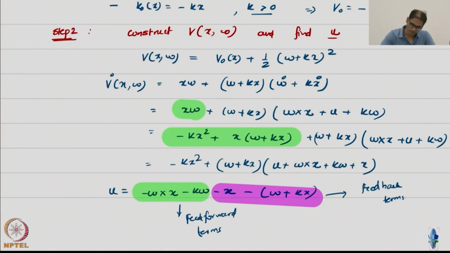The feedback terms, like this term and this term and this term, are actually the stabilizing terms, because this term is coming from here, and this term is coming from here. These are actually the stabilizing terms, both of these, not just one. So these are the feedback terms, the terms that are used to stabilize the system.